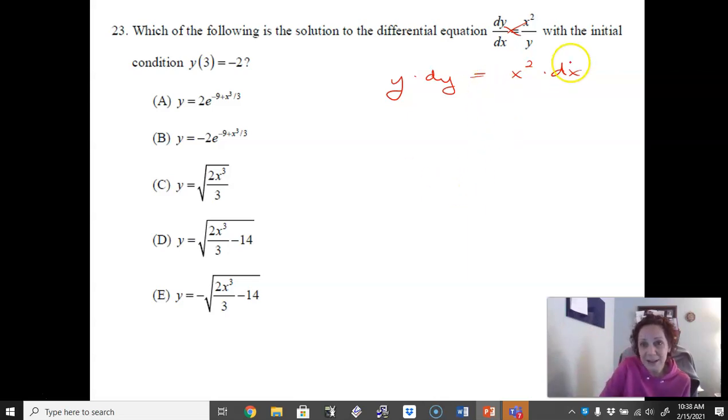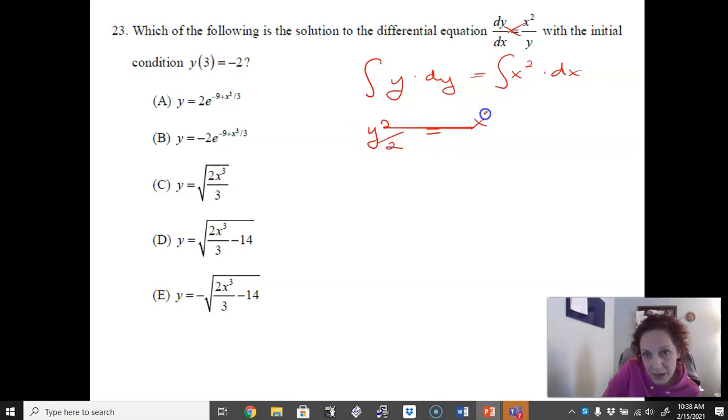Okay, so this is adding a little twist to it because now when I integrate both sides, this is no longer just a 1 dy over here. It's going to be a y squared over 2. Okay, so I'm going to do y squared over 2 on this side. And then over here I'm going to have an x cubed over 3. Now, notice I only added a c one time.